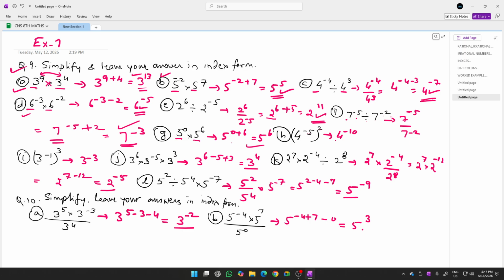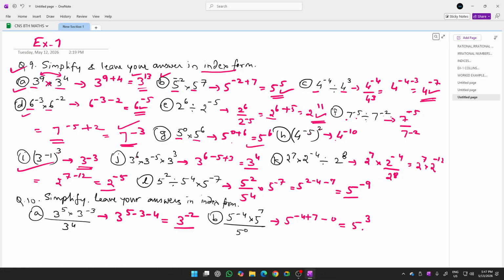Next, okay, H is done. Now I. It's 3 raised to minus 1 whole raised to 3. Again, minus 1 into 3 is minus 3, so it will be 3 raised to minus 3. And see, the question was to keep it in the index form. So I'm not doing anything further than this. So this is in the index form, 3 raised to minus 3.